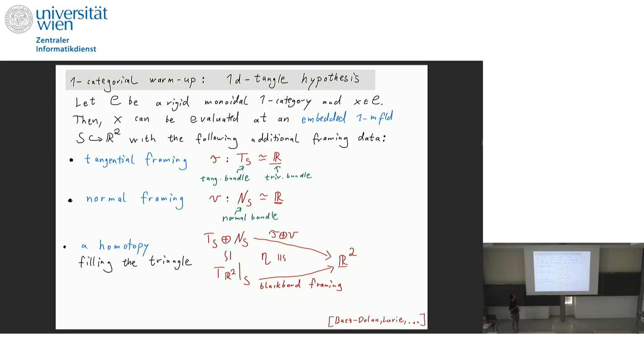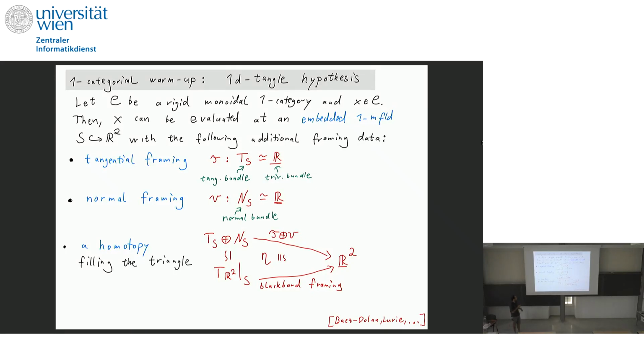So if I have a rigid monoidal 1 category and I have some object in this rigid monoidal 1 category, I'd like to draw string diagrams and evaluate these string diagrams on this object and say this is a well-defined thing that I can do. But this only works if I equip this one manifold that I'm drawing, this one-dimensional string diagram, with additional geometric data, with additional framing data. And the framing data is precisely the following.